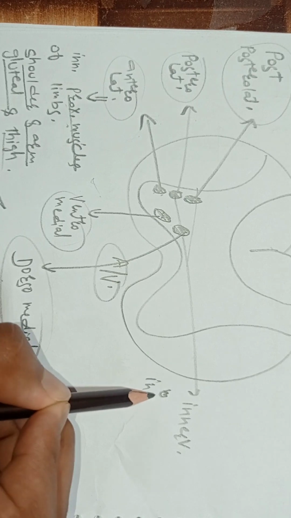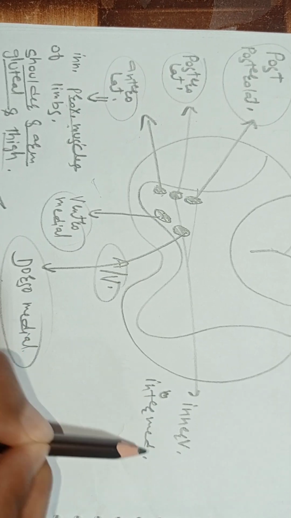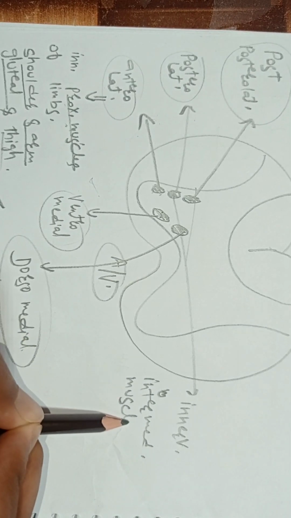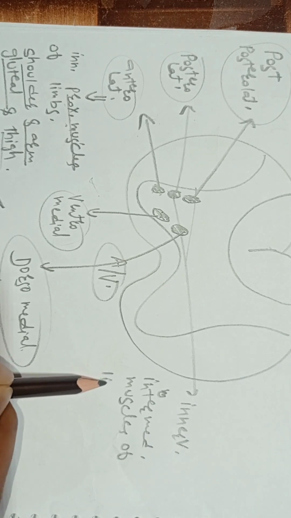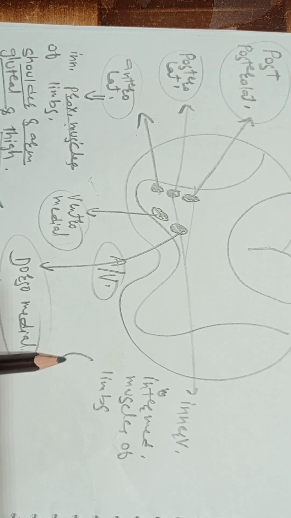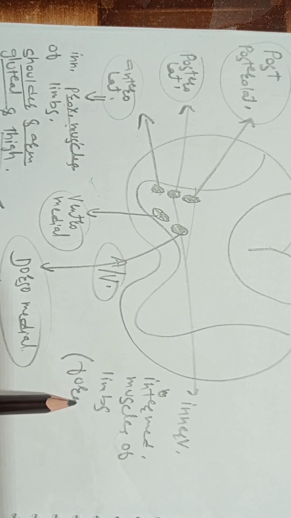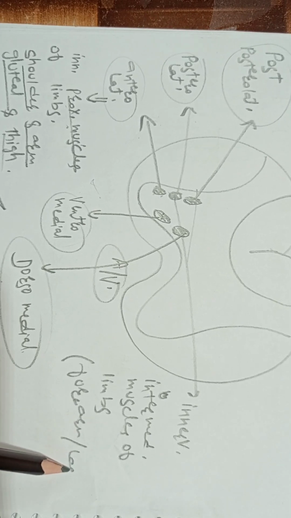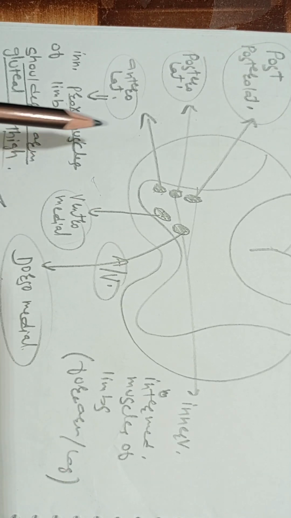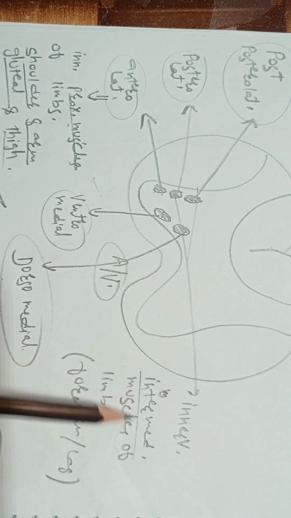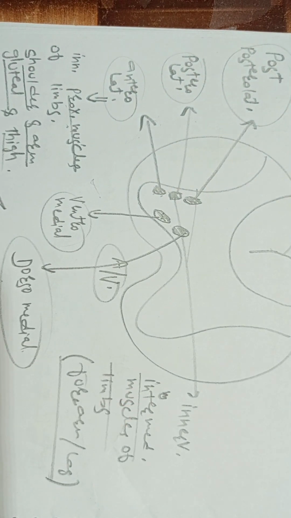intermediate muscles of limbs, in the upper limb and lower limb. That's the muscles of the forearm and the muscles of the leg. So this posterolateral nucleus innervates the muscles of the forearm and leg.